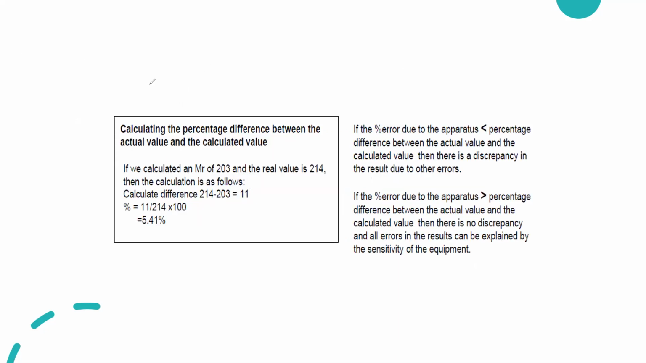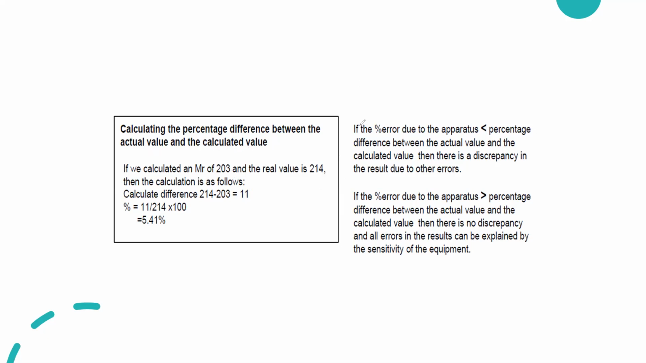So, for example, calculate the percentage difference between the actual value and the calculated value. If we calculated the relative molecular mass, which is 203, and the real value is 214, how do we calculate a percentage difference? Percentage difference is maximum minus minimum, divided by the standard value, times 100. If the standard value is not given, then we work out the mean average.